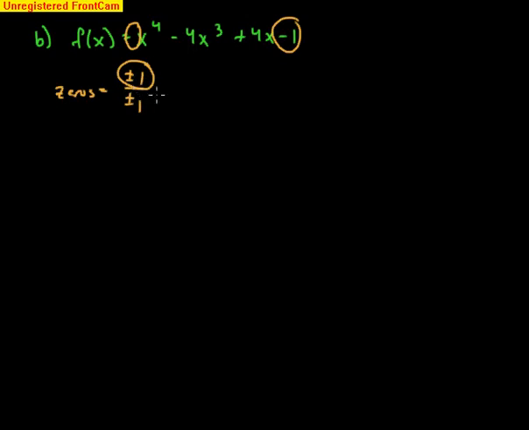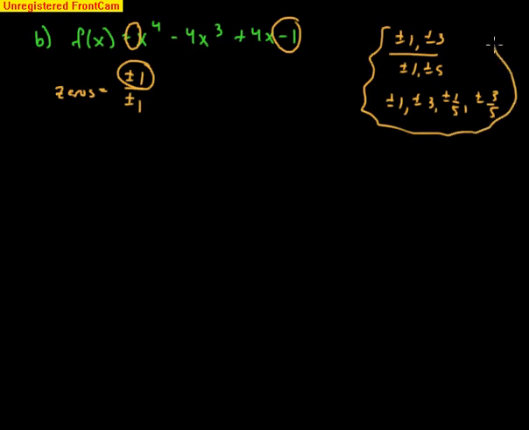Very small list. Okay, remember, just as an example, over here, if you have plus or minus 1, plus or minus 3, all over plus or minus 1, plus or minus 5, then your zeros would be 1 and 3, and then 1/5 and 3/5. So this is like a side problem. It does not have to do with this problem. This is how you find all the other zeros. But this one only has 2 zeros to try, so our options are limited.